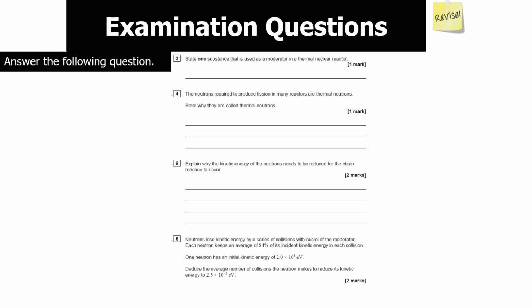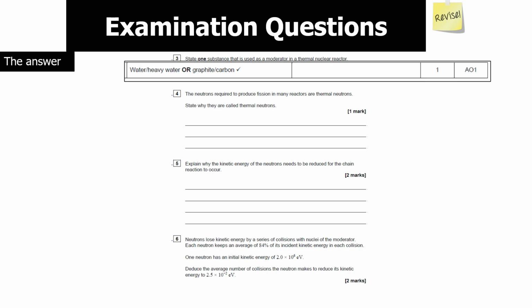Deduce the average number of collisions the neutron makes to reduce its kinetic energy to 2.5 times 10 to the minus 2 eV. So pause the video now, then unpause the video when you want to go through your answer. Right, in the first one, it's just a fact you've got to learn. Either water or graphite. Both of those are used as moderators in nuclear power stations in the UK.